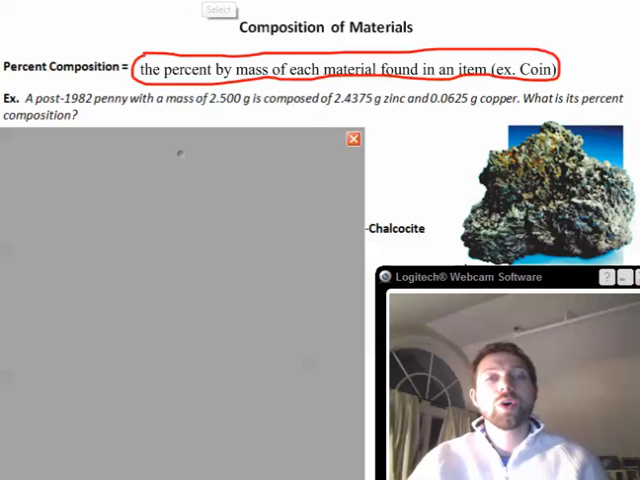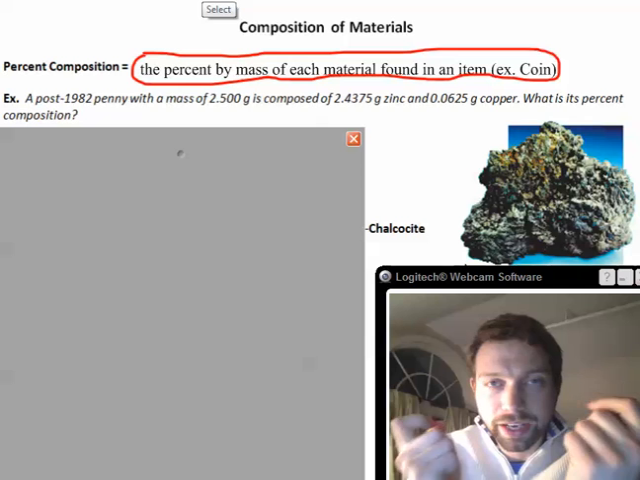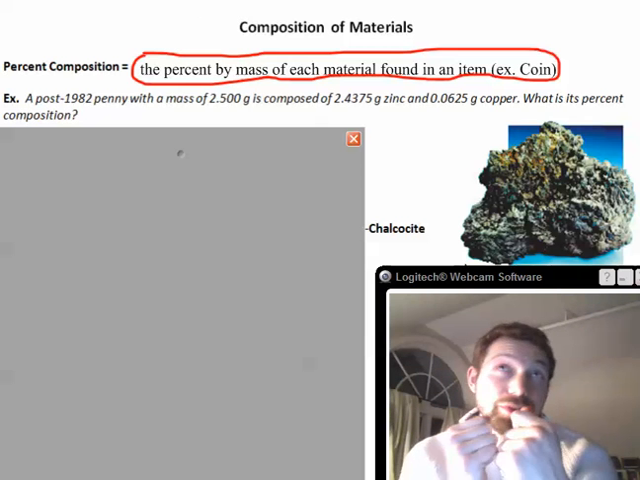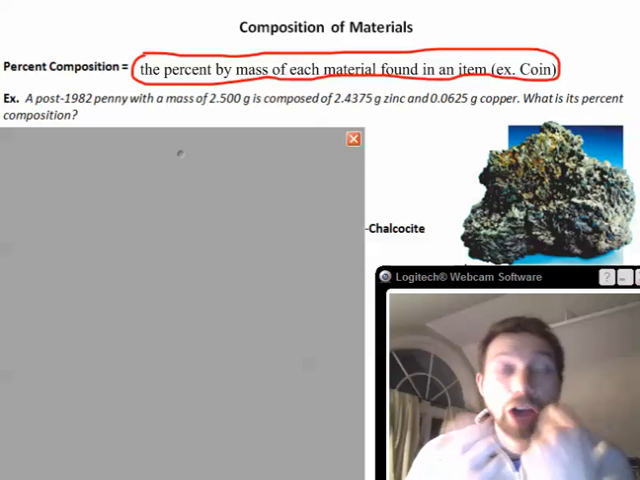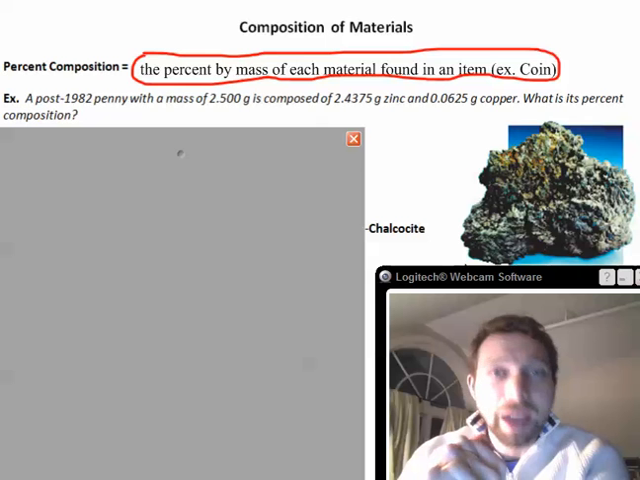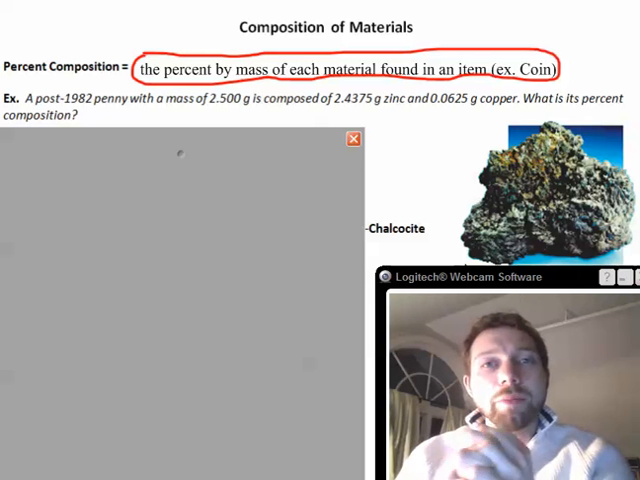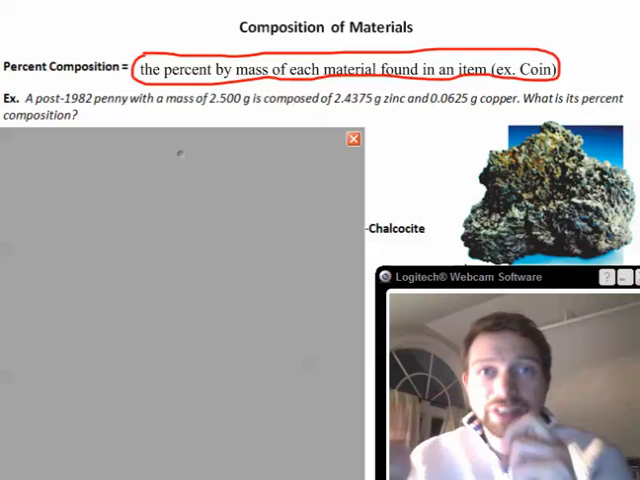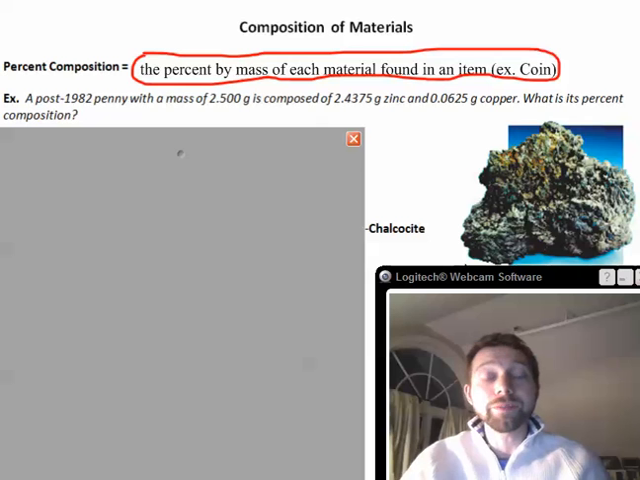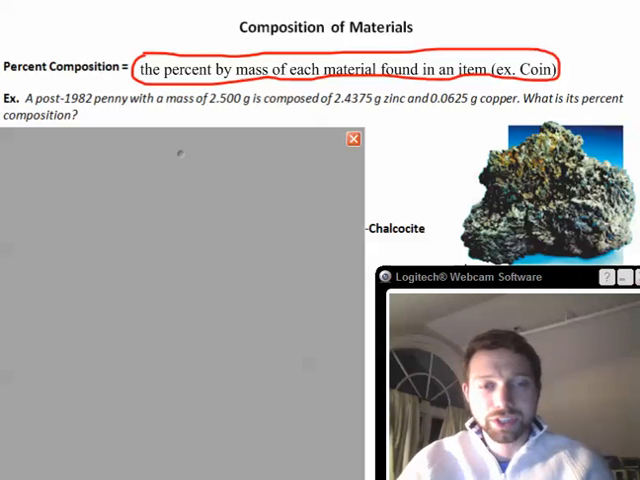All right, so a coin has both copper and zinc if it's post 1982, and we want to sometimes figure out how much copper and how much zinc there is in there. Well, one handy way of doing that is by using the masses and figuring out a percentage of the total that is those individual elements in there. So we have an example here to help teach you a little bit about how to calculate percent composition.